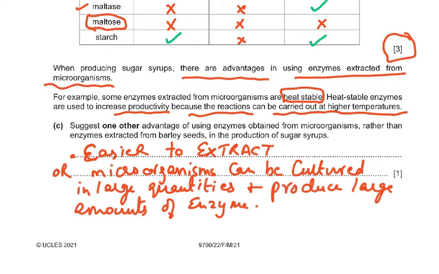Suggest one other advantage of using enzymes obtained from microorganisms rather than enzymes extracted from barley seeds in the production of sugar syrup. Well, of course, it's easier to extract from microorganisms, and it's easier to grow microorganisms, to culture them on a petri dish, and they can produce large amounts of enzymes.